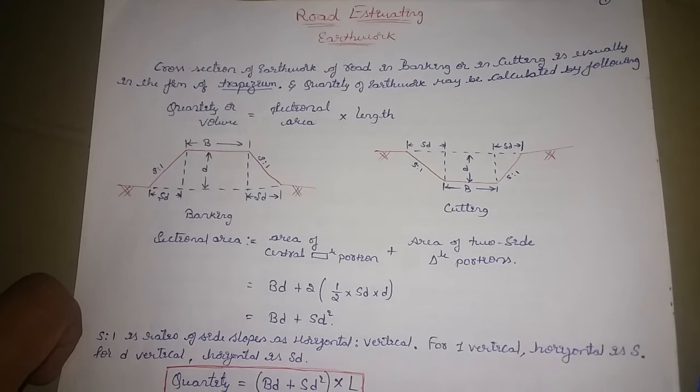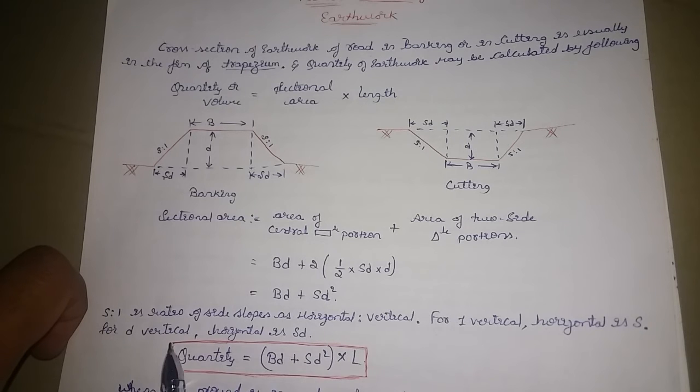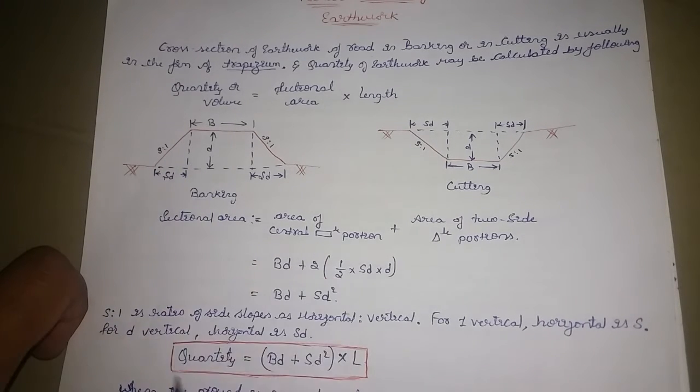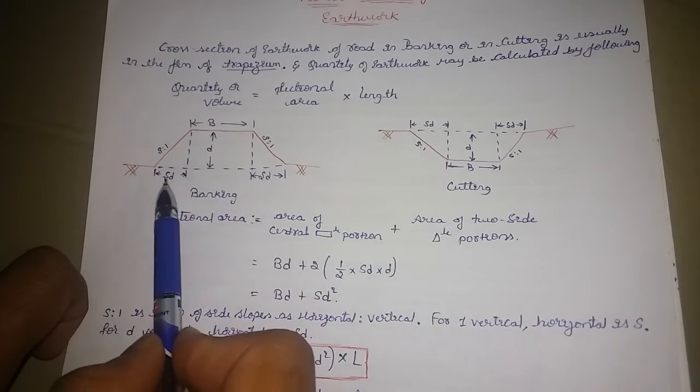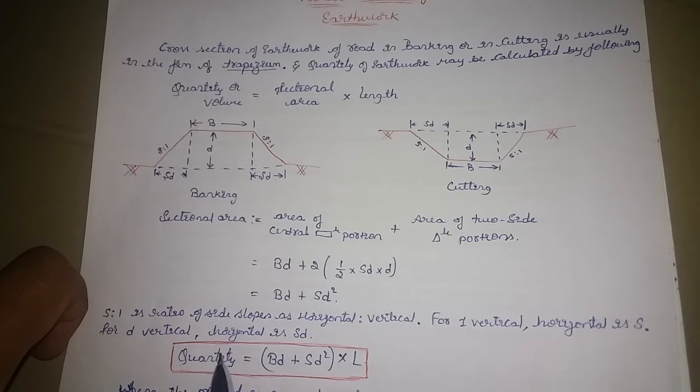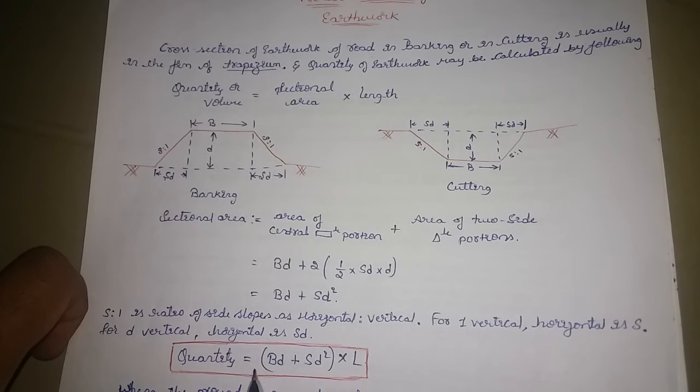Similarly, for D vertical, whatever the D vertical will be, for that D vertical your horizontal will be SD. That is what is written. So finally, the quantity is equal to BD plus SD square into L.